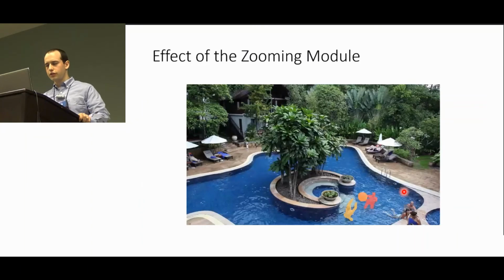So we can also see the effects of the zooming module. For example, this is the first frame of the video. As you can see, the objects of interest, these two people and the ball, are extremely small. So we can test our network with and without the zooming module.